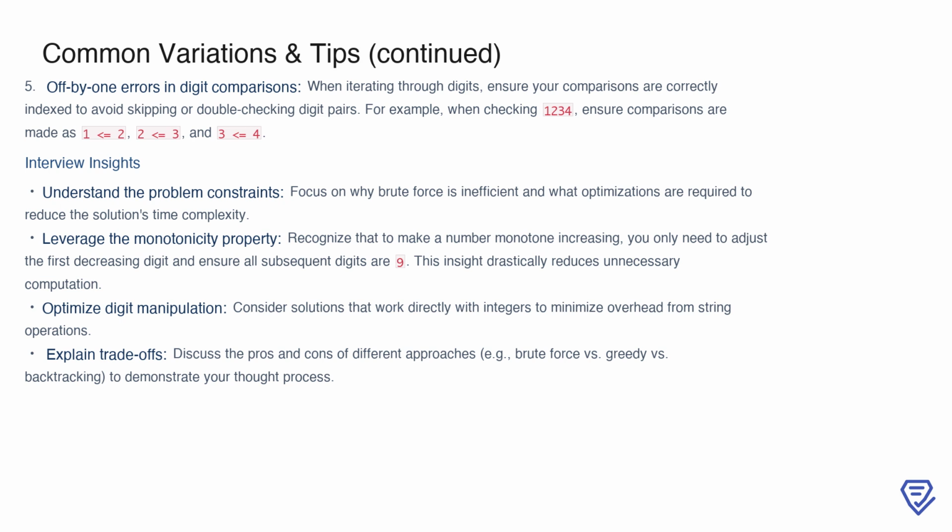Now, from an interview perspective, it's essential to understand the constraints of the problem. Brute force methods are inefficient, so you should focus on optimizations that reduce the solution's time complexity. Leveraging the monotonicity property is key. Once you identify a decreasing digit, adjusting it and setting all subsequent digits to 9 is often sufficient to achieve the desired result. Optimizing how you manipulate digits is another important consideration. Working directly with integers can reduce the overhead associated with string operations.